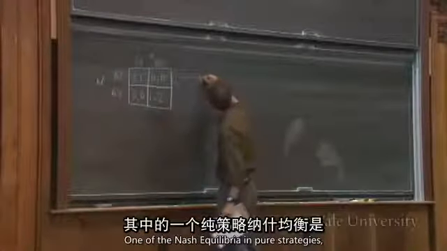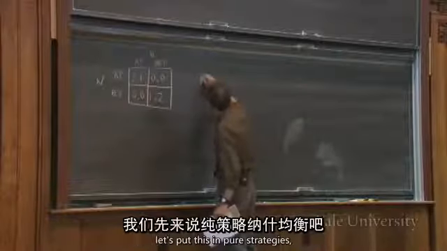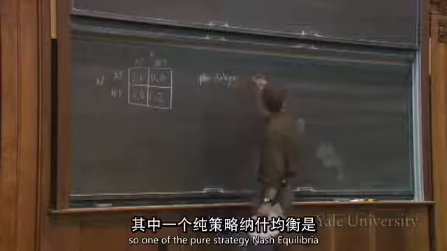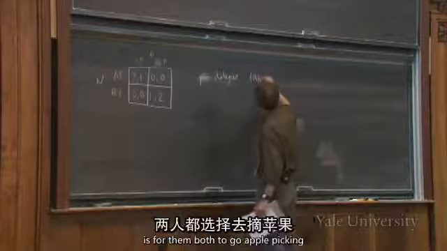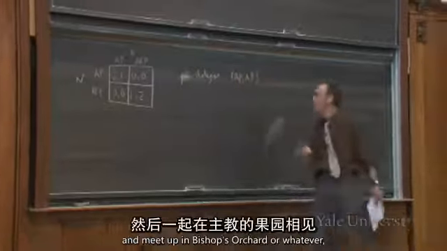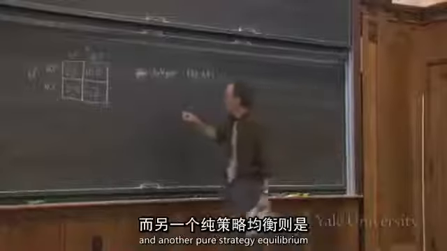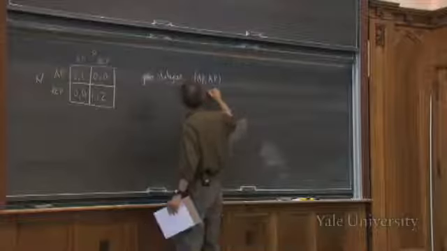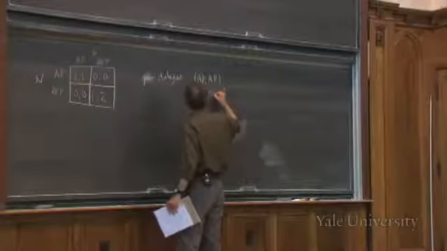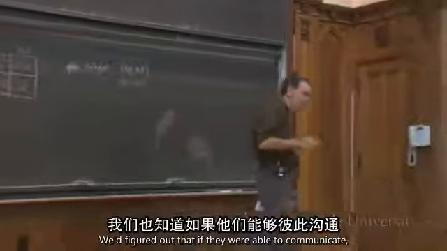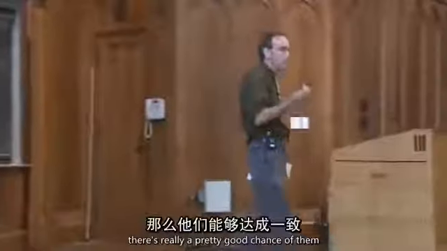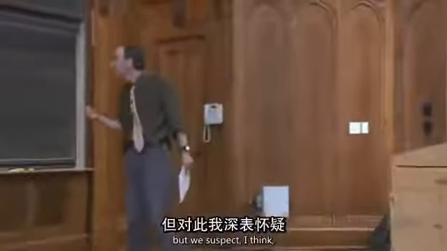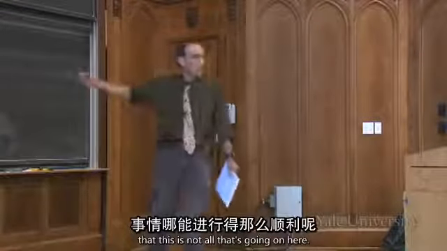One of the pure strategy Nash equilibria is for them both to go apple picking and meet up in Bishop's Orchard or whatever. And another pure strategy equilibrium is for them both to choose the Rep. And we'd figured out that if they were able to communicate, there's a pretty good chance of them managing to coordinate at one of these equilibria. But we suspect that this is not all that's going on here.